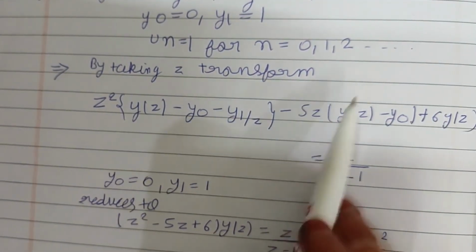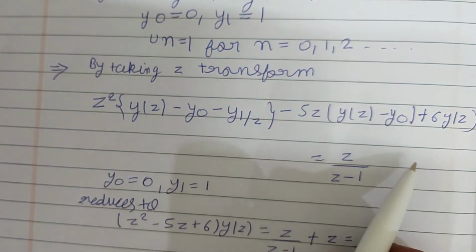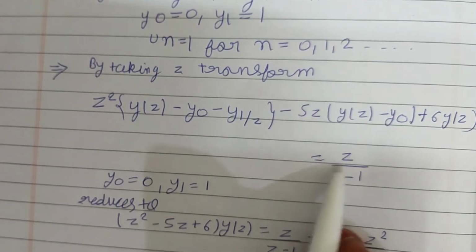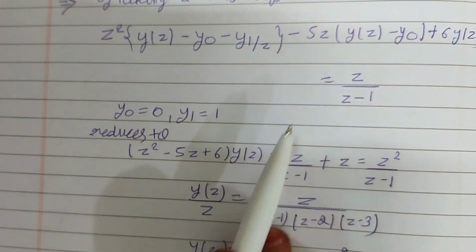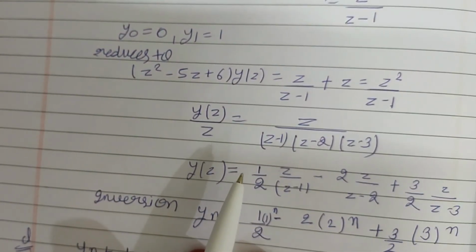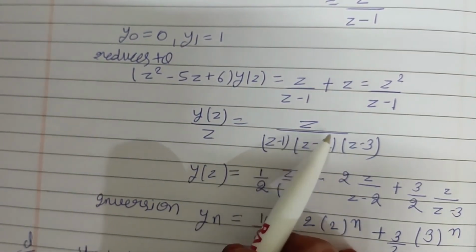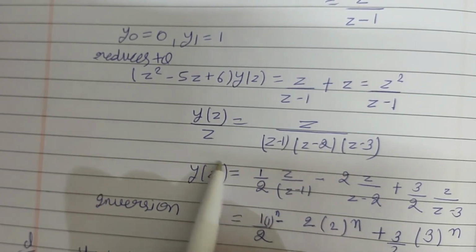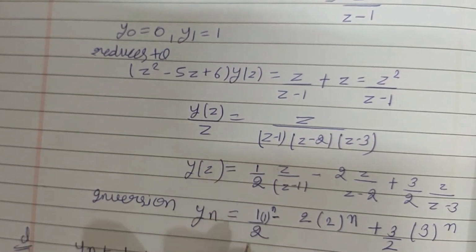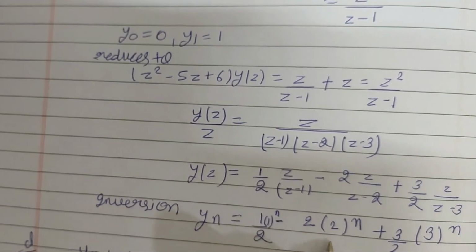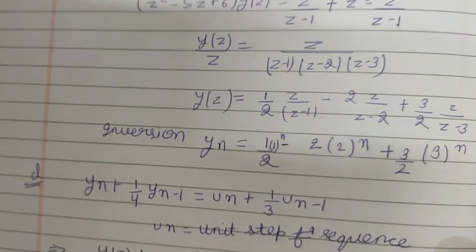equals, this is a unit sequence, so the z transform of the unit sequence is z divided by z minus 1. So y0 equals 0, y1 equals 1. Substitute all this in this formula and you get this. Now Y(z) divided by z equals z divided by this, using partial fraction and divided by z, you get this. Now take inverse of this equation. You get 1 by 2, 1 to the power n, minus 2 into 2 to the power n, plus 3 by 2, 3 to the power n. I think you got this.